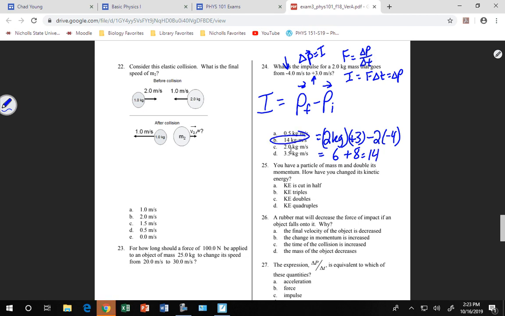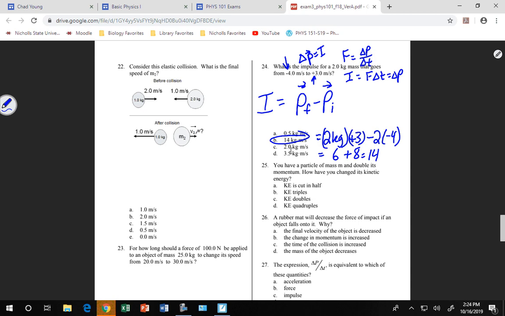I want you to notice what would happen if you got the final and initial mixed up. If you had 4 here, or -4 here, and 3 here, 2 times -4 would be -8, and the result would be -14. Okay, that's not a big deal. Just be careful with your signs, okay? Make sure that you're watching your signs.